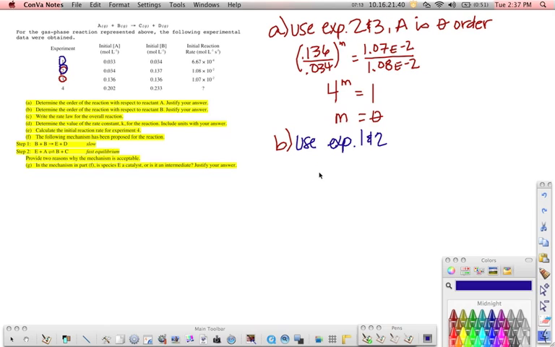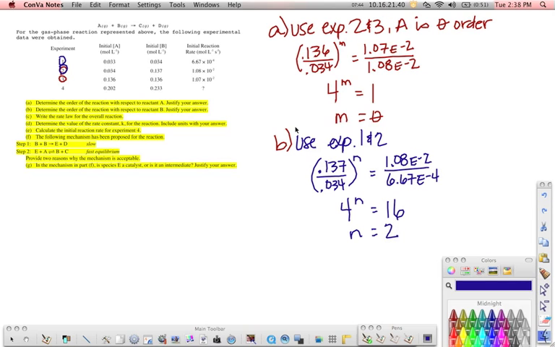And that's going to be B is 0.137 over 0.034 raised to the n power, equals 1.08 e negative 2 divided by 6.67 e negative 4. So work this out and you end up with 4 raised to some power is equal to 16, which means that n has to equal 2. So using experiments 1 and 2, B is second order.